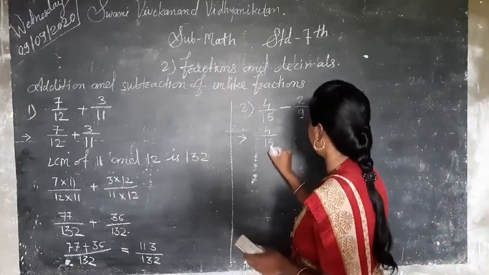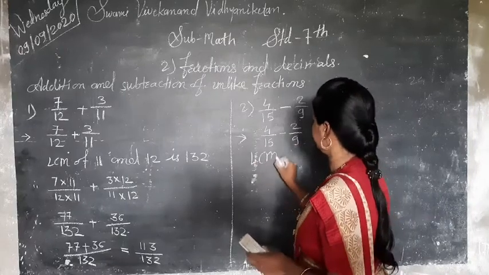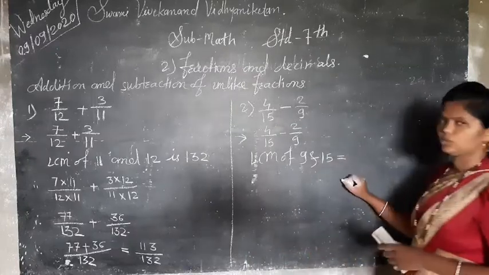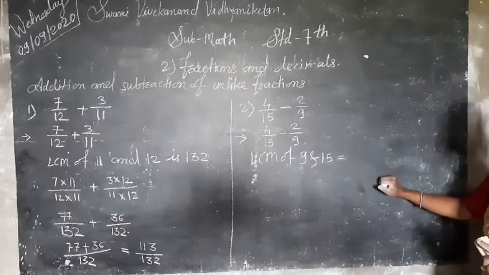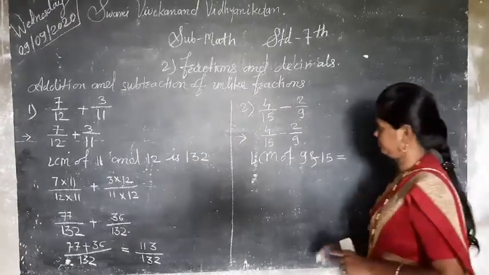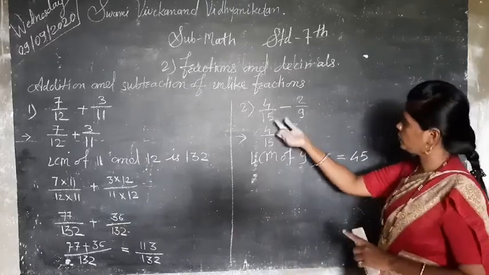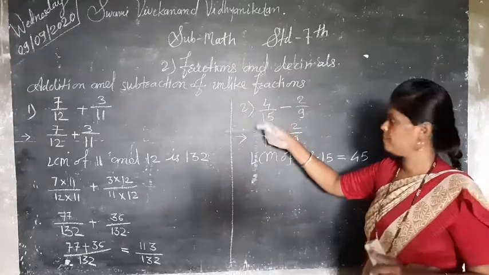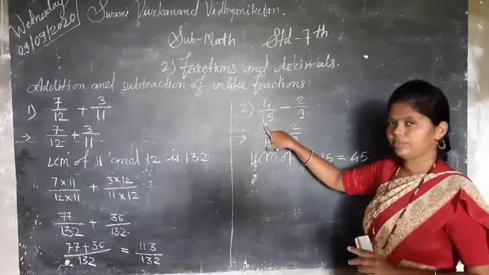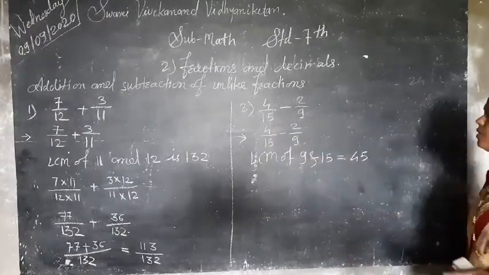So 4/15, LCM of 9 and 15. Which is the lowest common multiple of 9 and 15? It's 45. That means you have to make your denominators 45. 15 3s are 45: 15 1s are 15, 15 2s are 30, 15 3s are 45, whereas 9 5s are 45.